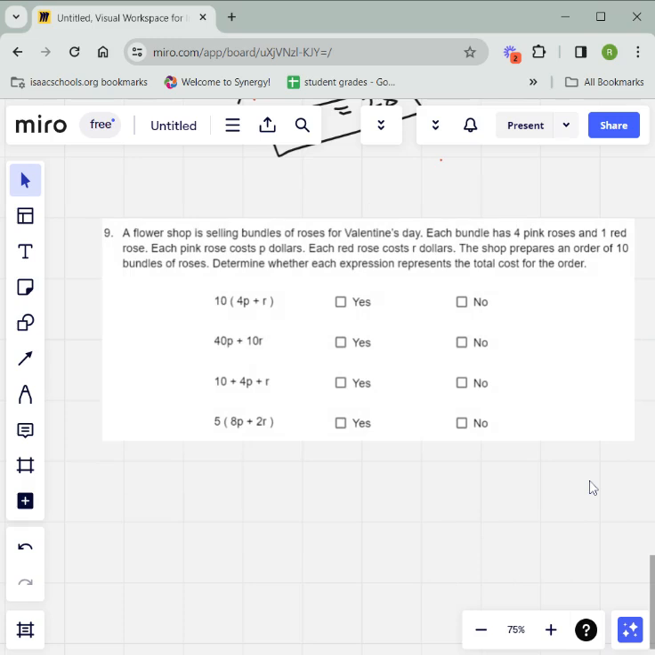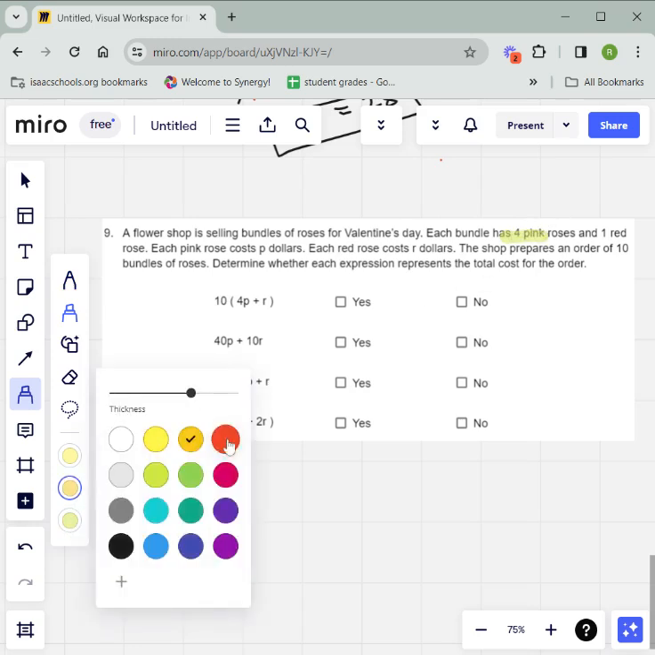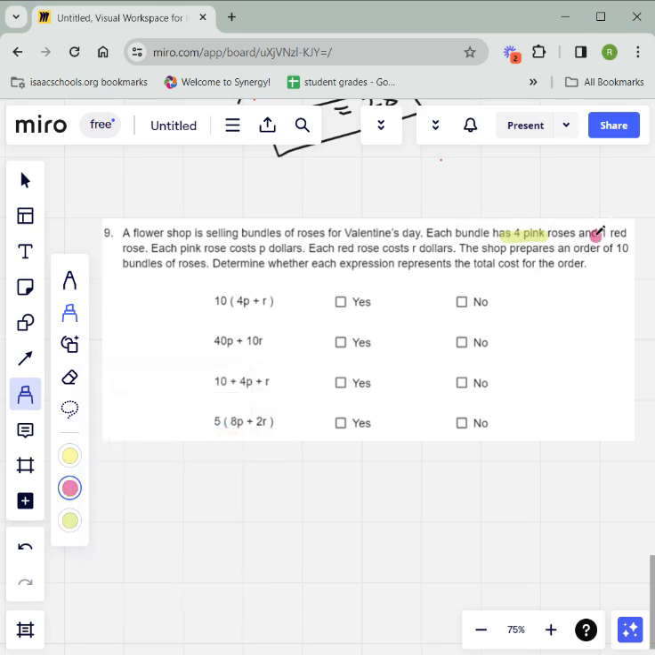So this one, also let's go over, read the question carefully, so that way we can make more sense out of this. A flower shop is selling bundles of roses for Valentine's Day. So each bundle has 4 pink roses and 1 red rose. So please highlight it. So it has 4 pink and 1 red. Okay, so it has 4 pink and 1 red.